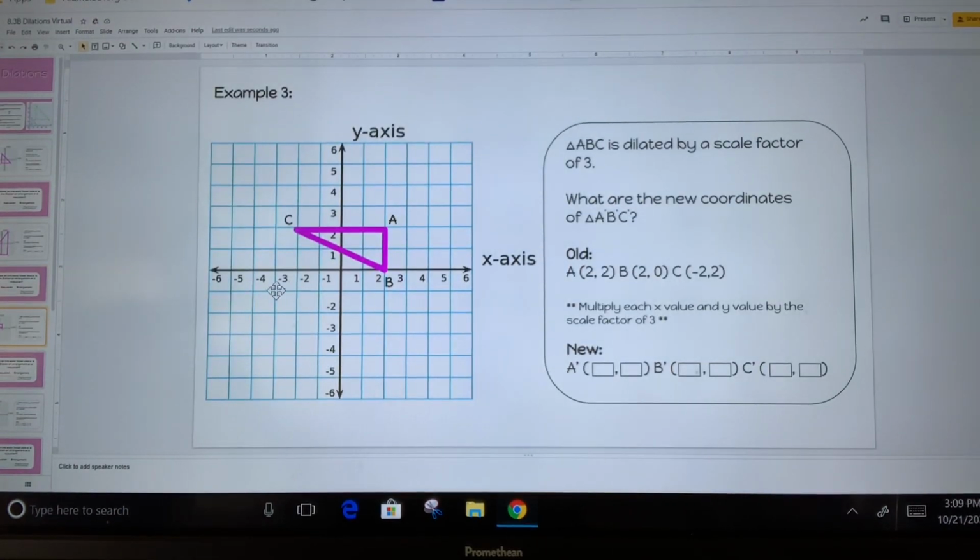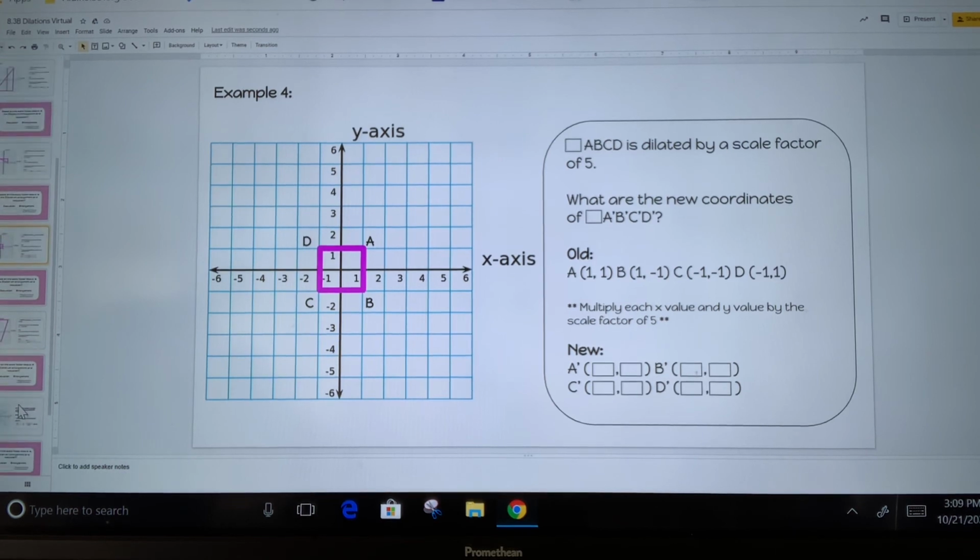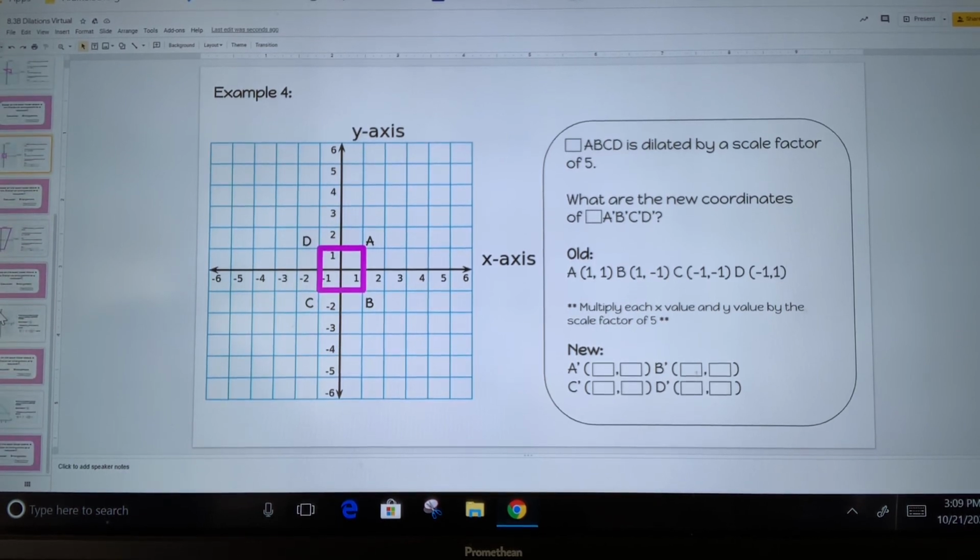Then you're supposed to do this, just multiply times 3. So this would be 6, 6. And then tell me if it reduces or enlarges. And now one thing you will learn is how to get a scale factor.